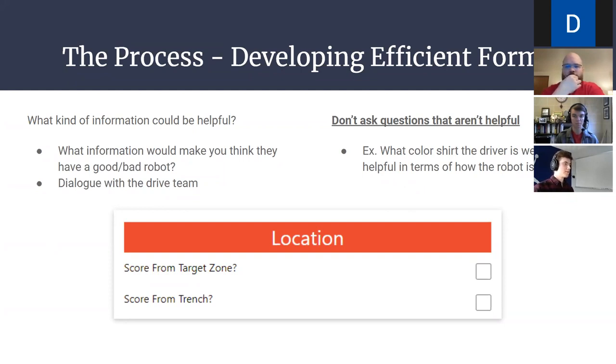And it's really important to have a dialogue with the drive team and discuss what things you think would be important to have on the app. For instance, we had location scoring, whether they could score from the target zone or the trench, because that was what the drive team thought would be helpful when they were looking through the data for selecting our alliances. And we don't want unnecessary questions like, just an example, what color shirt the driver is wearing, because that's not going to help anyone with knowing which robots would complement our robot. And we want to make it as easy for the scouters as we possibly can.